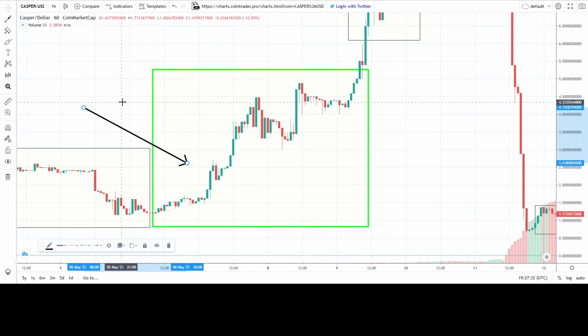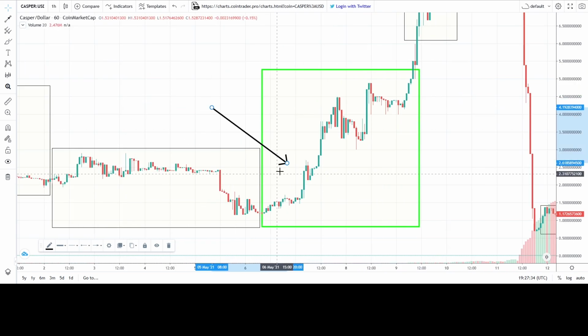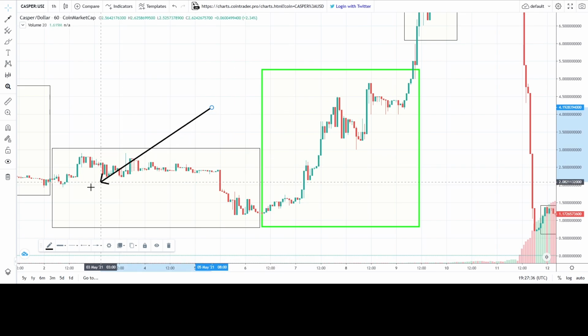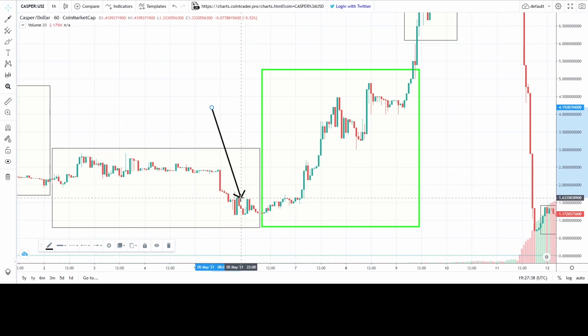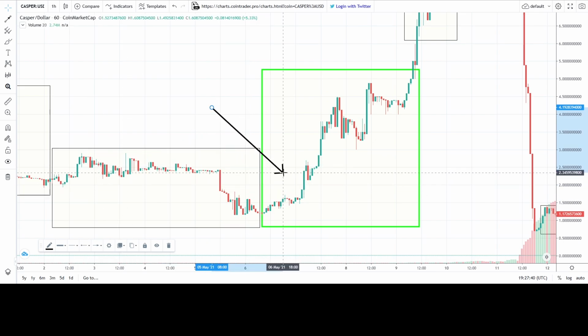So, why are we talking about this? It is my belief that we have completed the bounce on today's chart, and we are now beginning to work on this structure right here, this first bull run structure.